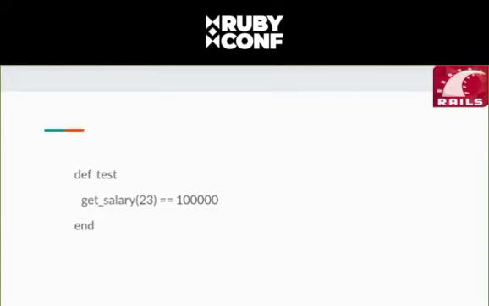So this is a simple method. This is taking a specific input and expecting a specific output. As per the company rules, if the employee's age is 23, their salary needs to be 100,000. Now once we have this test case, if we run this test method, it will give an exception that the get salary method is not defined, of course.